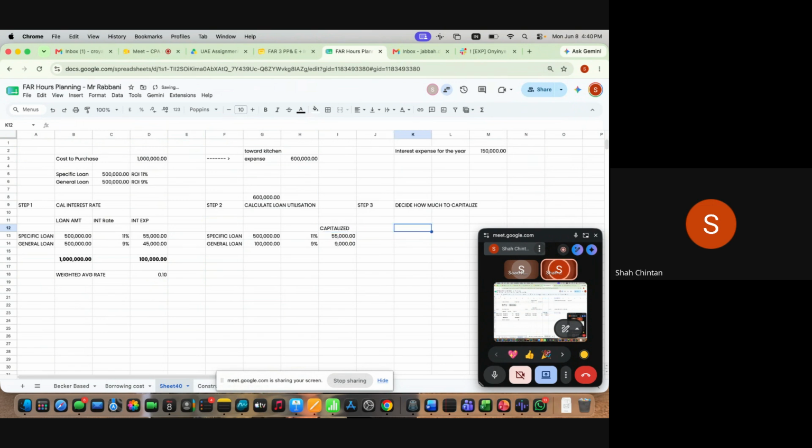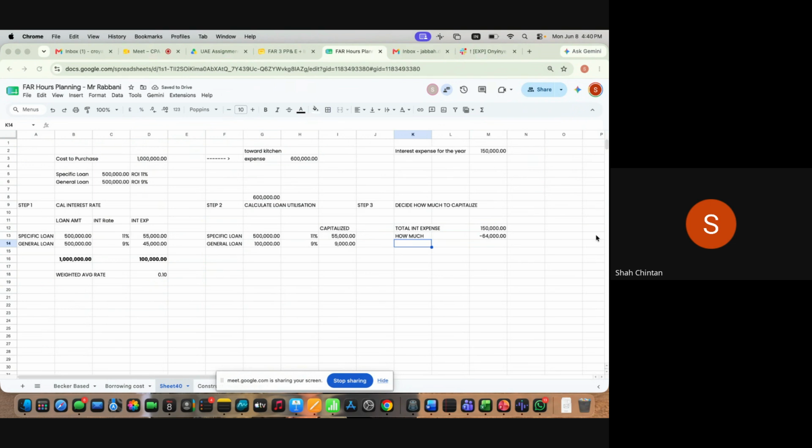Now during the year, what is my total interest expense? My total interest expense is 1,50,000. How much am I capitalizing? I'm capitalizing 55,000 and 9,000. So this is getting capitalized. So how much is going to be charged to P&L? I'm going to charge to P&L 86,000. So this is how you are going to do the simulation.